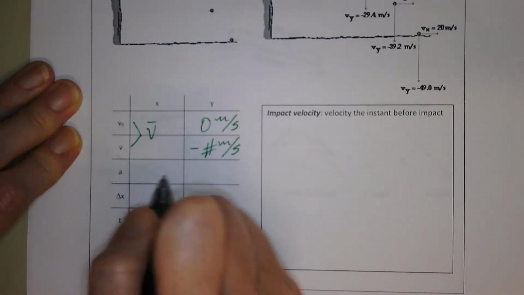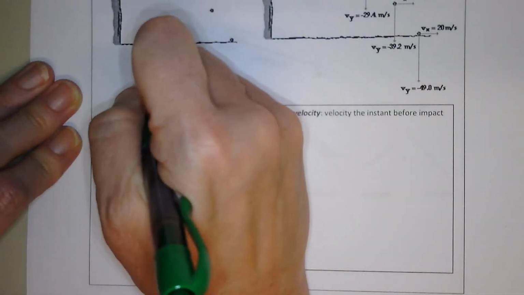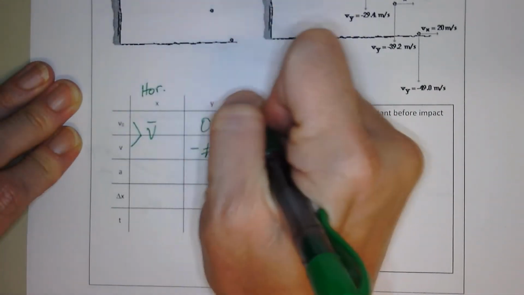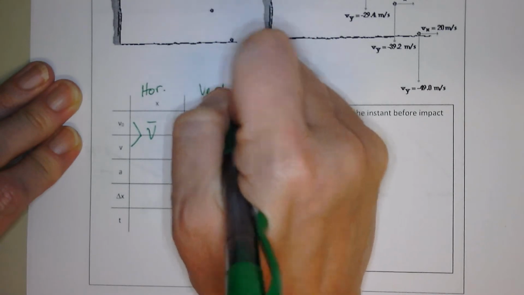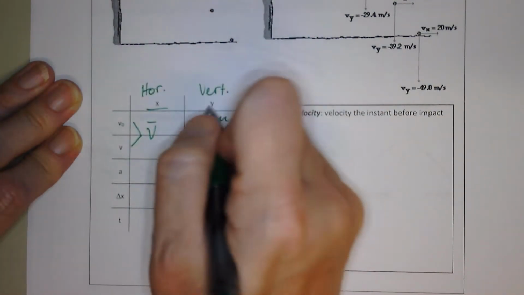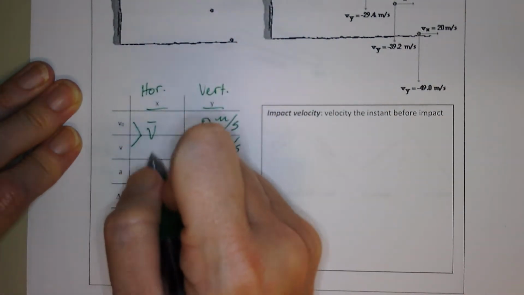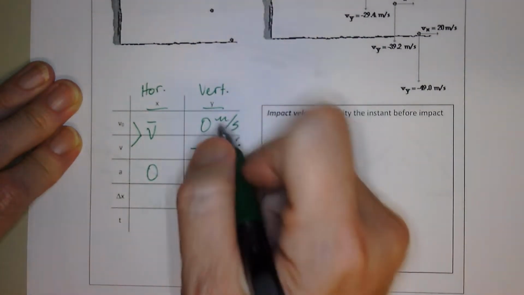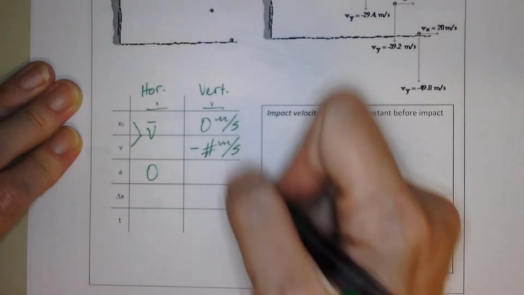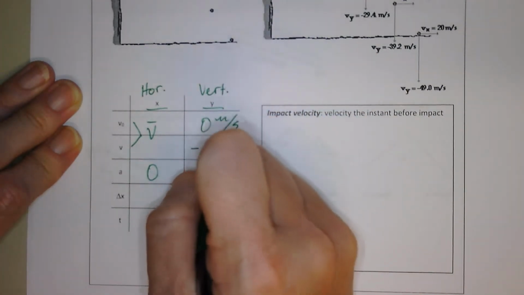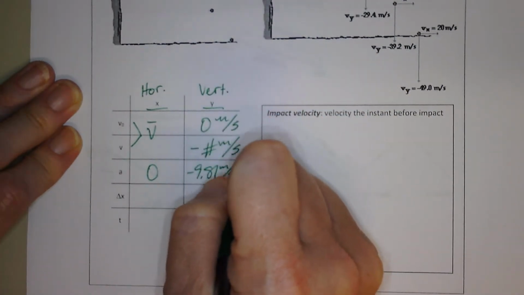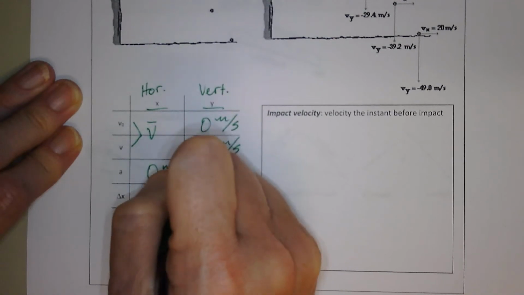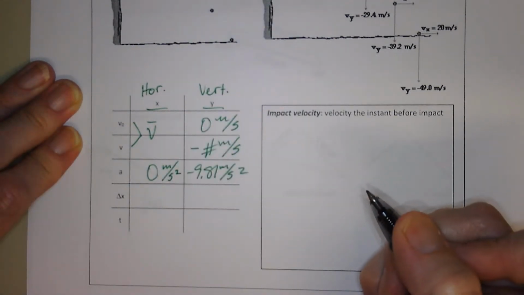You have no acceleration in the horizontal. The X is the horizontal. The Y is the vertical. So in the X, you're moving at constant velocity, so you have no acceleration. But in the vertical, you're moving according to gravity, so your acceleration is negative 9.81 meters per second squared.